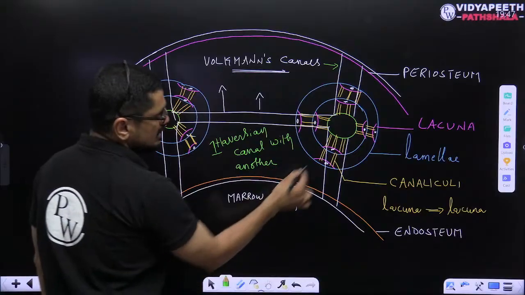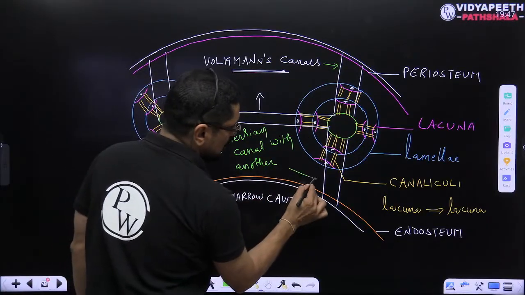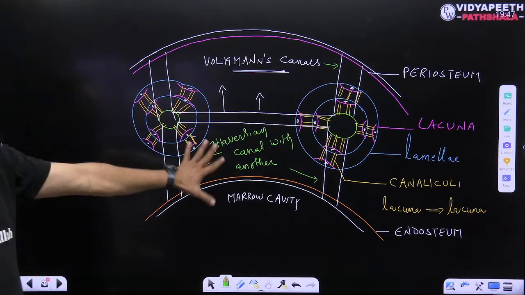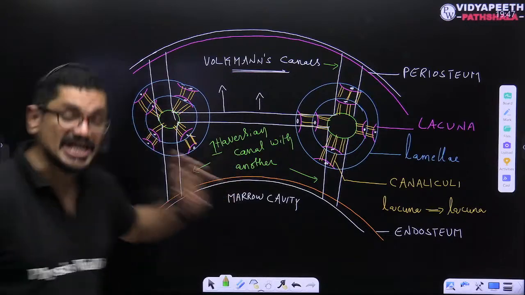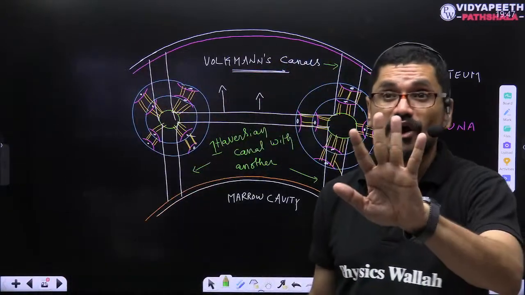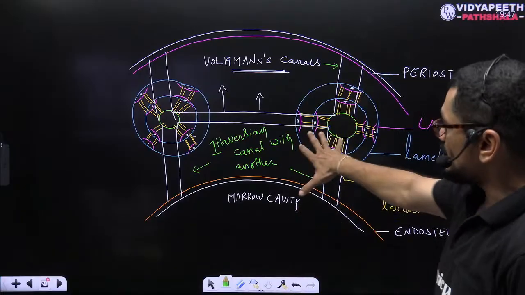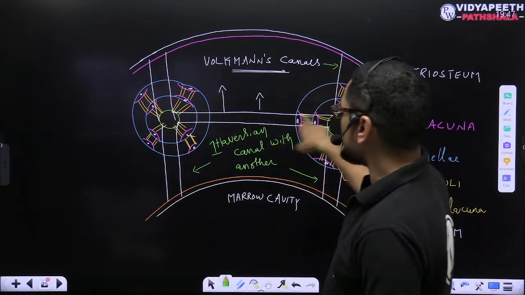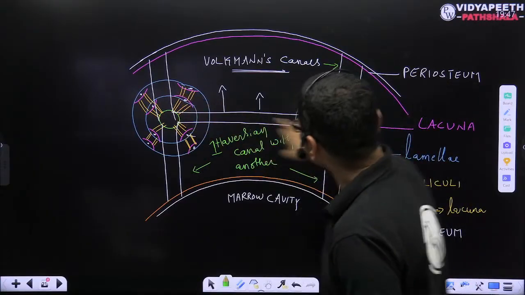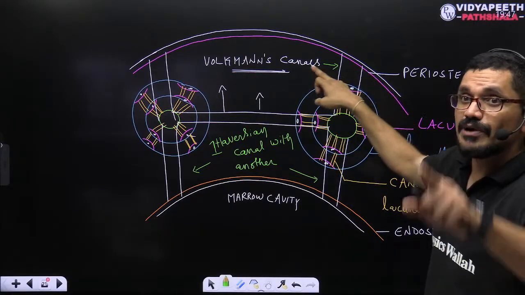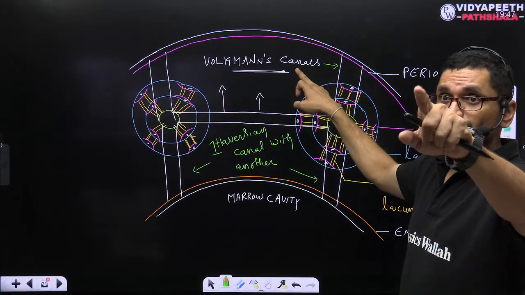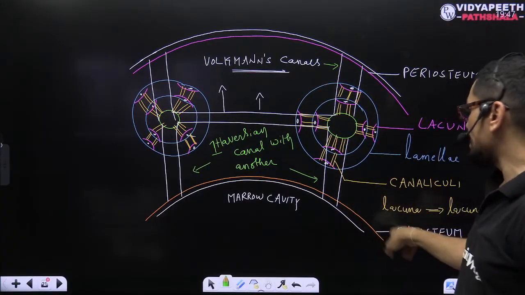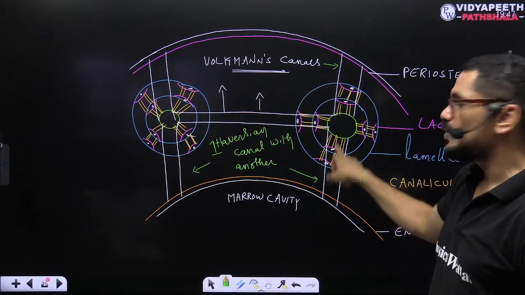And similarly, one Haversian canal is connected with the endosteum and also with the bone marrow with the help of Volkmann's canal. Now, by seeing this diagram, we can study it. You don't need to draw this diagram; you can study it. One Haversian canal is connected with another Haversian canal with the help of Volkmann's canal. One Haversian canal is connected with the periosteum with the help of Volkmann's canal. And one Haversian canal is connected with the endosteum or bone marrow with the help of Volkmann's canal.